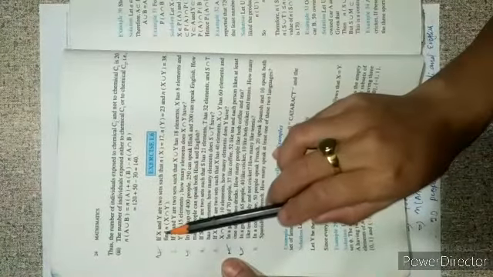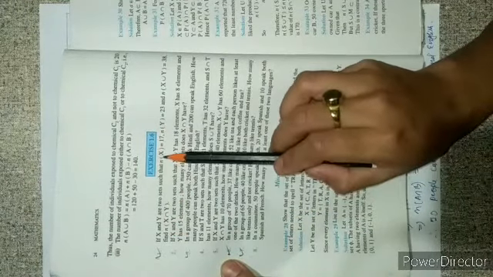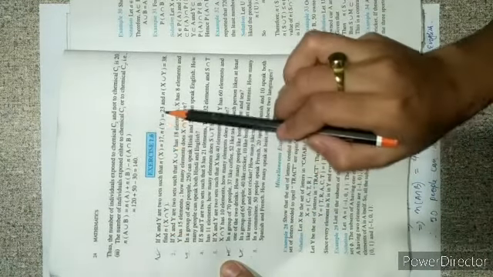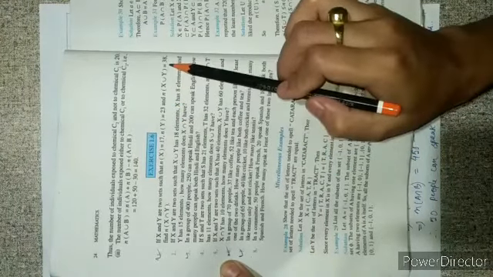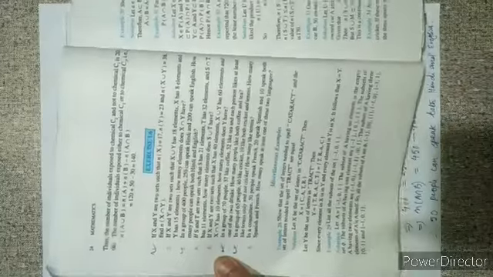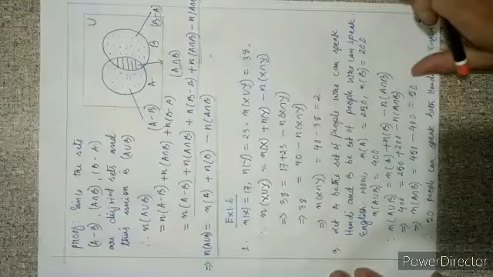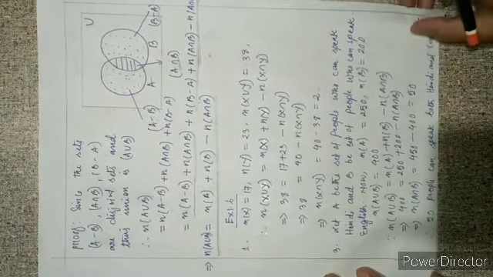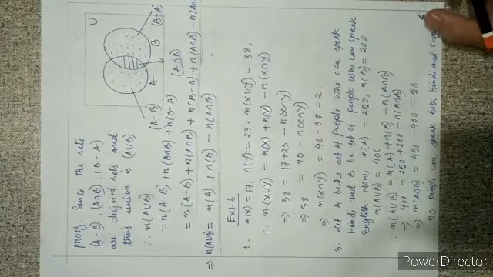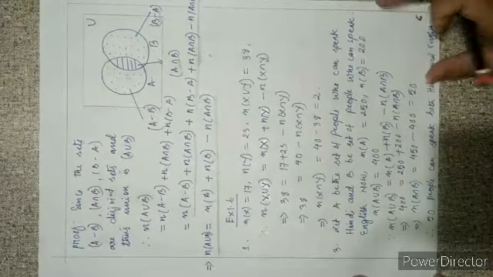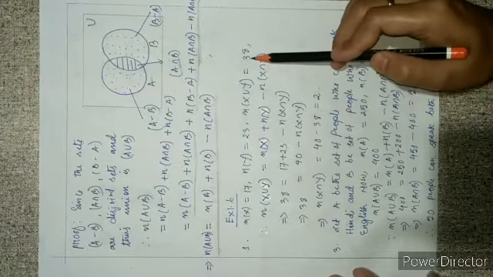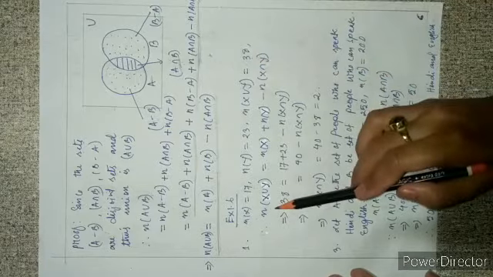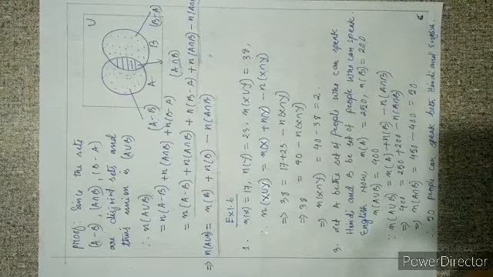Exercise 1.6, question number 1. If x and y are two sets such that number of x is equal to 70, number of y is equal to 23, and number of x union y is equal to 38, then find number of x intersection y. We are going to find number of x intersection y.